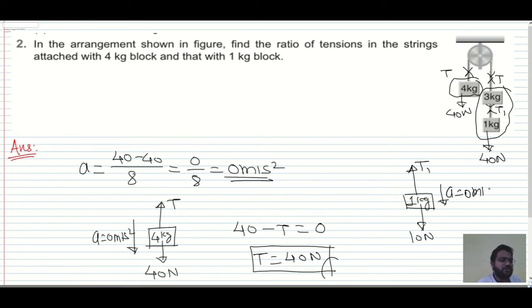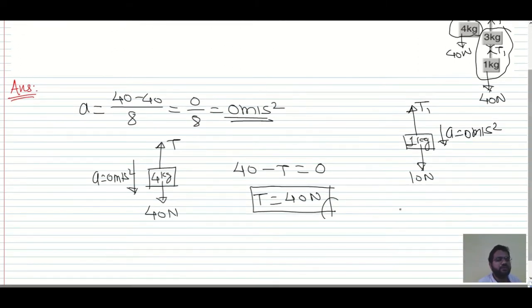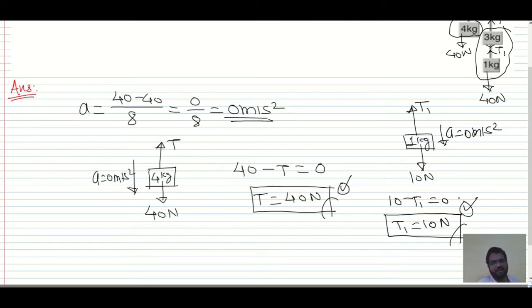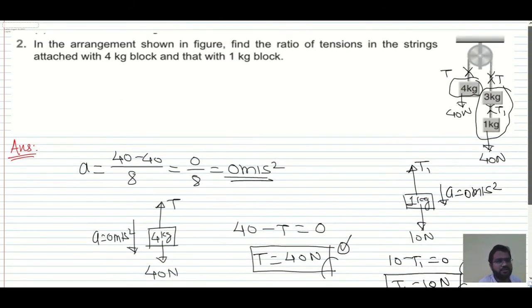This is 0 meter per second squared, and if you apply the equation, it will become 10 minus T1 is equal to 0. So T1 is equal to 10 Newton. So I hope this is clear. So this is 10 Newton. This is 40 Newton is the answer we have. So I hope this is clear.